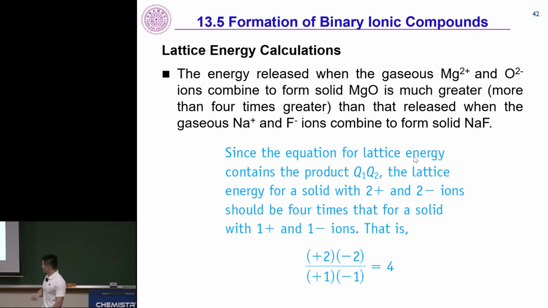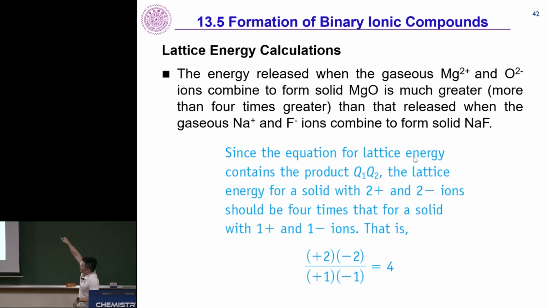Lattice energy calculation. How do we actually calculate this, right? The energy released when the gaseous magnesium 2+ and oxide 2- ions combine to form solid magnesium oxide is much greater than that released when gaseous sodium plus and fluoride minus combine to form solid sodium fluoride. So the lattice energy for magnesium oxide is much greater than sodium fluoride, and this shouldn't be surprising, right? Just by looking at the charge. We are putting a bunch of charge into a lattice. The more charge we have, the stronger the Coulombic attractions. Of course, the stronger Coulombic repulsion as well. But attraction will win. Otherwise, we won't have a lattice, right?